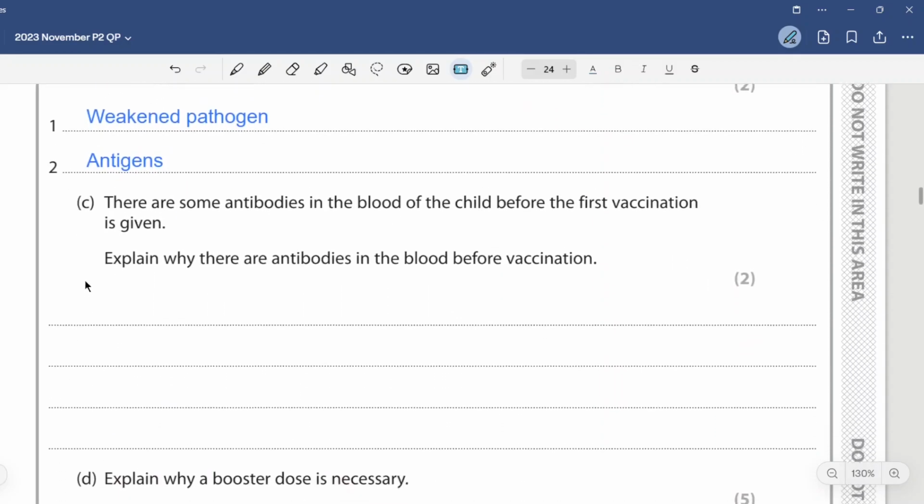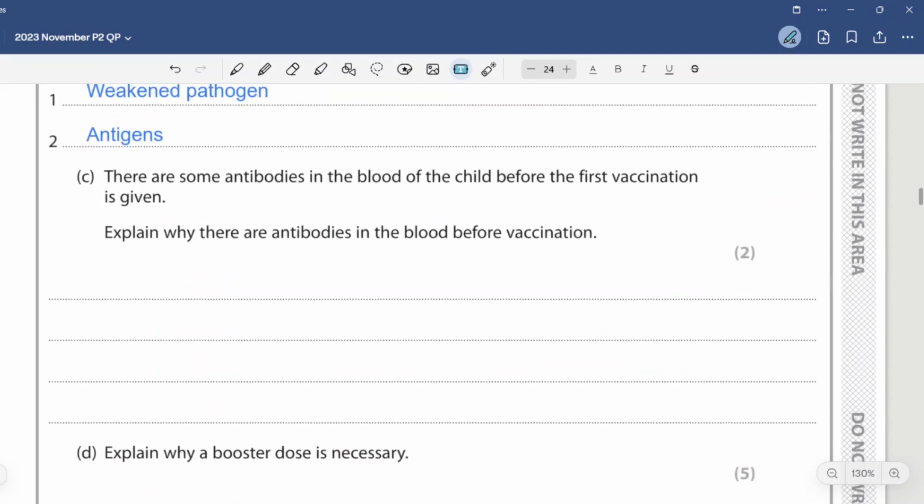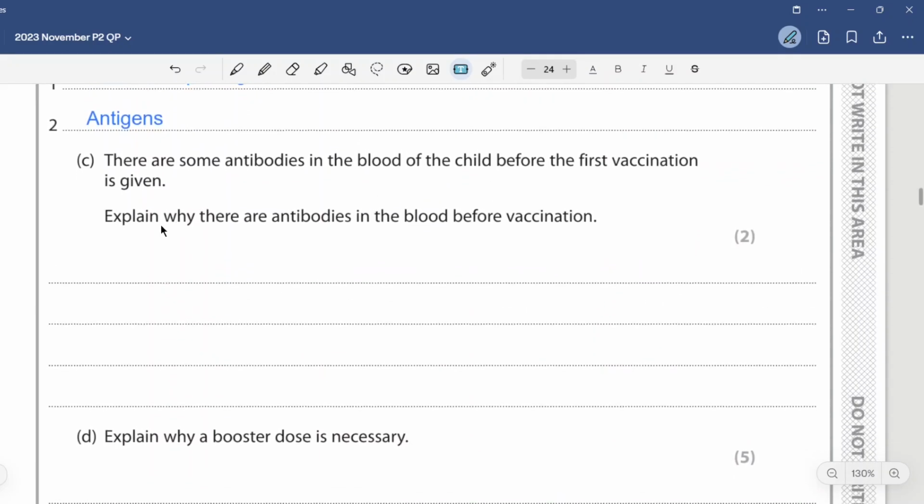Part C. There are some antibodies in the blood of the child before the first vaccination is given. Explain why there are antibodies in the blood before vaccination. Okay. So the reason why is the child can receive what we call passive natural immunity. So passive because the baby is not producing their own antibodies, and natural because this happens naturally. There are 2 ways in which this can happen. Both of them is via the mother, either across the placenta when the baby is still in the uterus, or through breast milk.